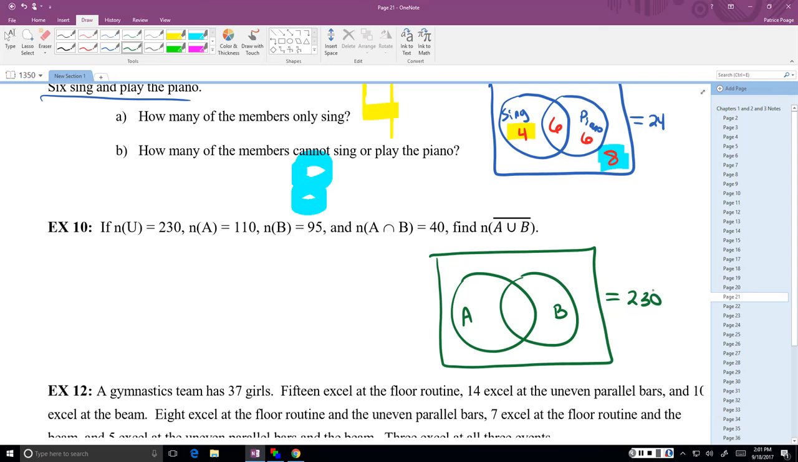Okay. It says the number in circle A is 110. So when I add up those two parts, it'll add to 110. B will add up to 95. A intersect B, where A and B connected, is 40. So I know there's a 40 right there. Then backing up, if there's 95 in circle B, and I already have 40 in there, how many's on this other side? 55.